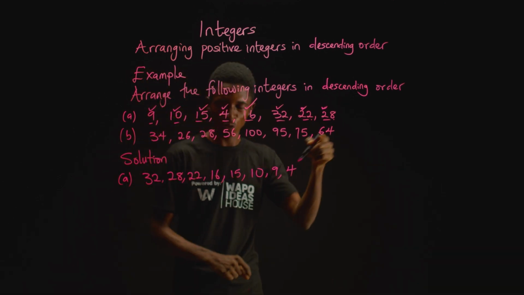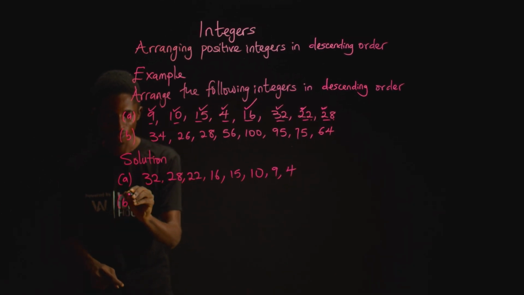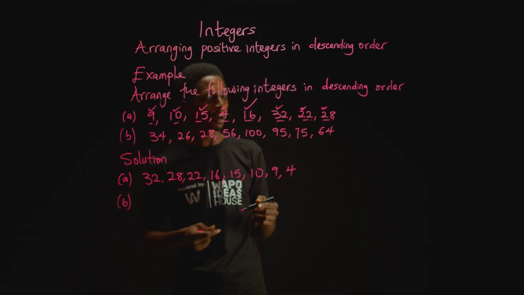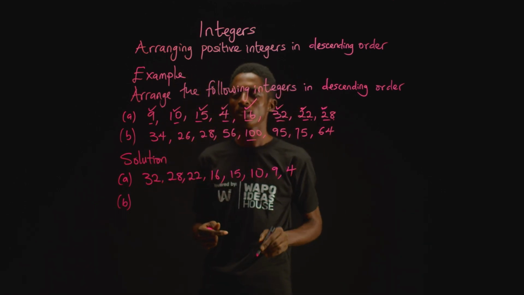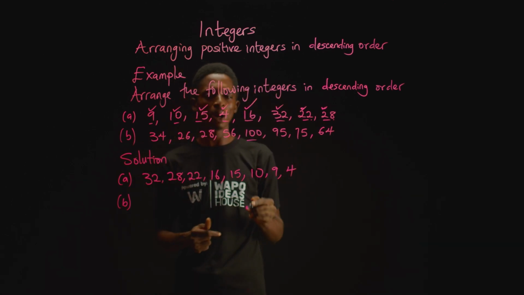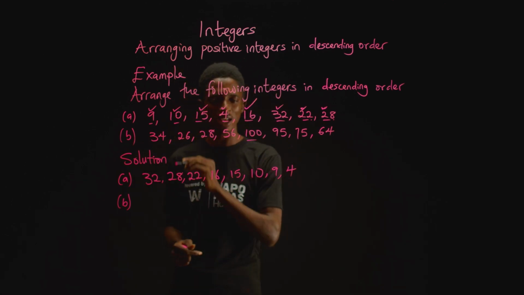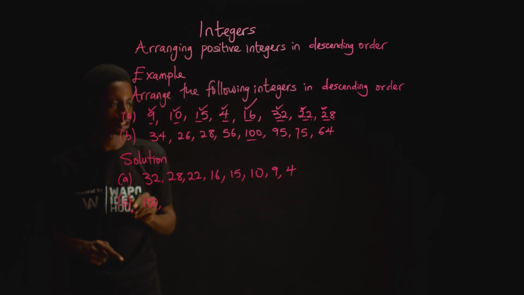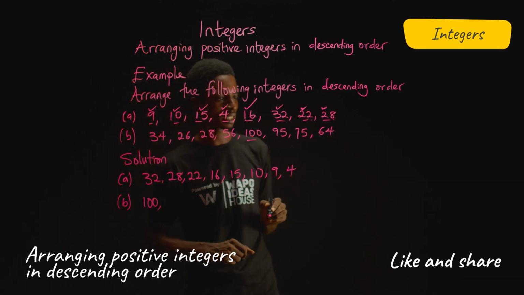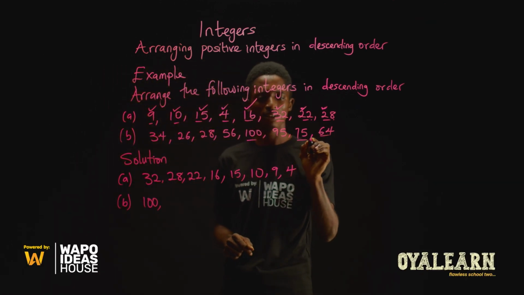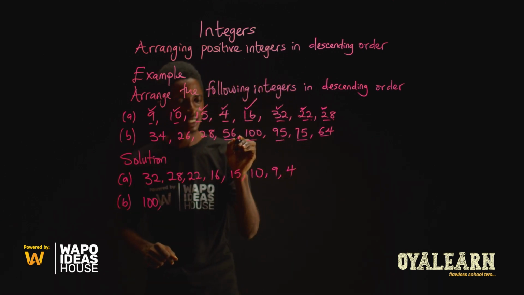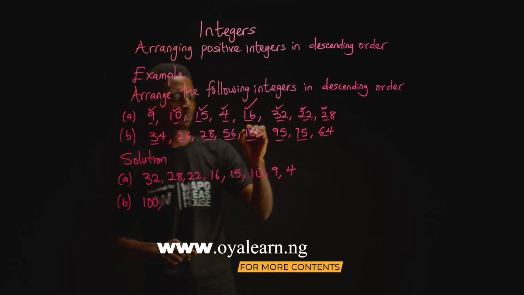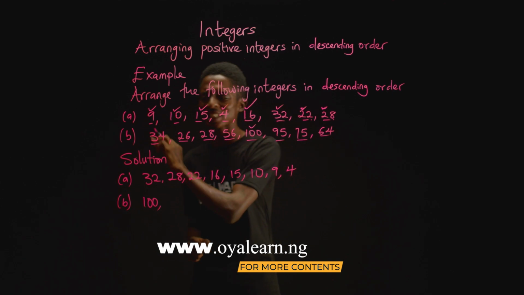Now do the same to B. Working with the set of numbers we have in B, we see that here we have 2-digit numbers and then a 3-digit number. In this case, the biggest number we have will be the 3-digit number, so we put that first. So the biggest number in this set is 100. Now we go to the 2-digit numbers. We have 64, 75, 95, 56, 28, 26, and 34. Which of these has the highest value?